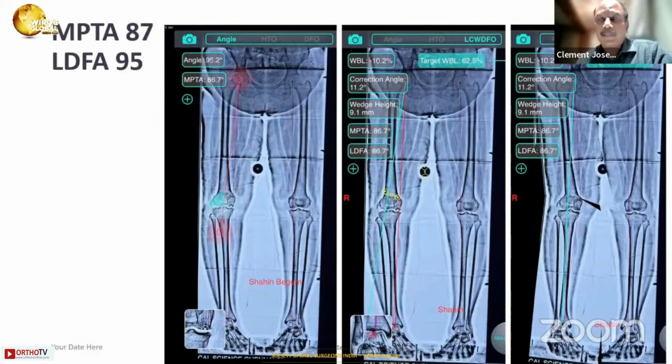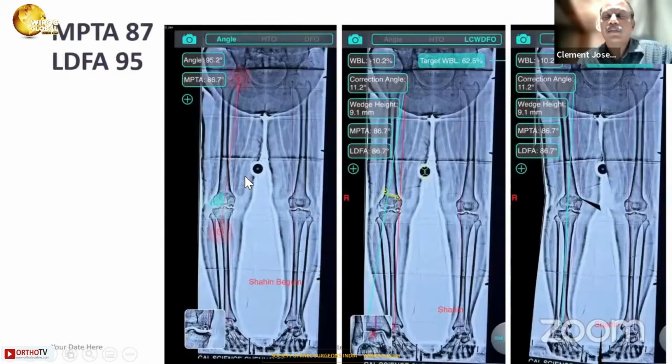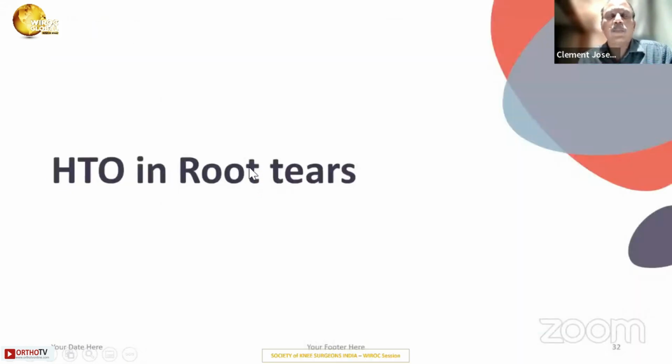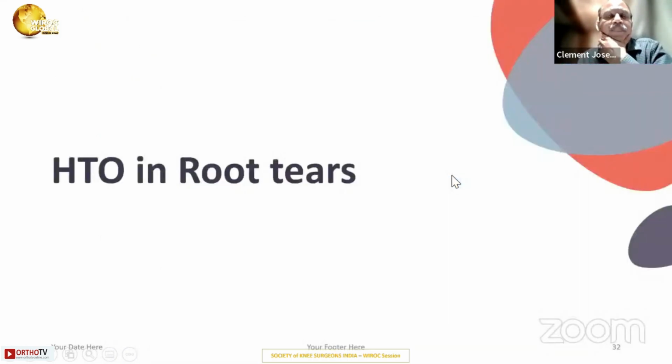And so this is another patient with an increased LDFA angle here. This is the same patient. This is the software calculation being shown here.